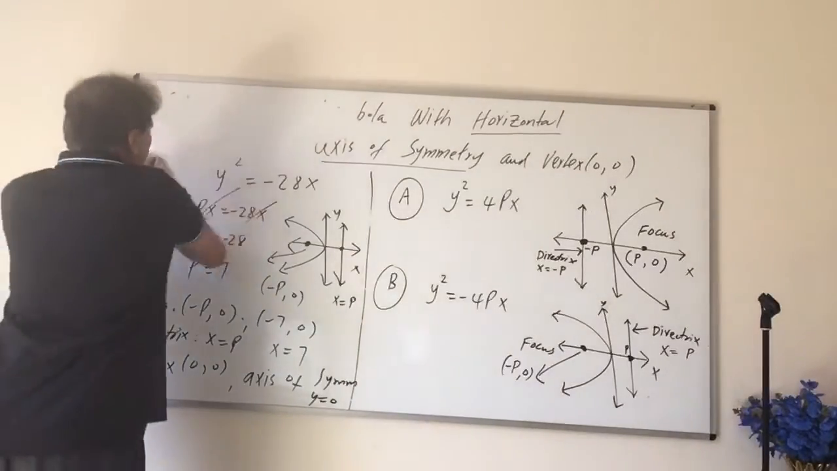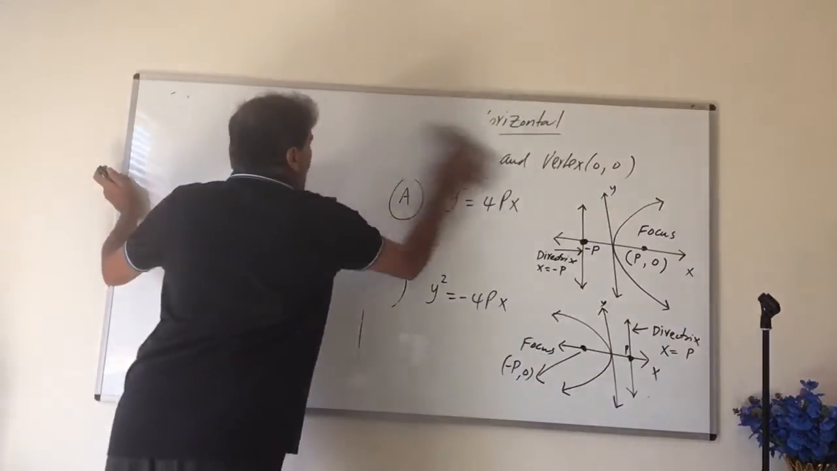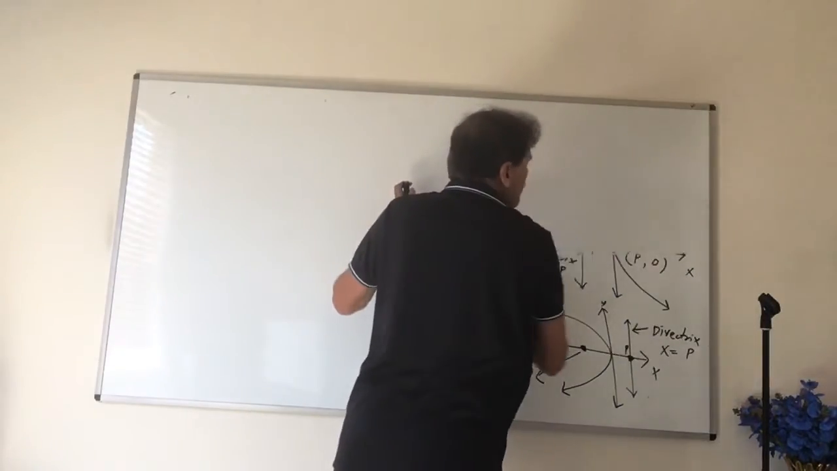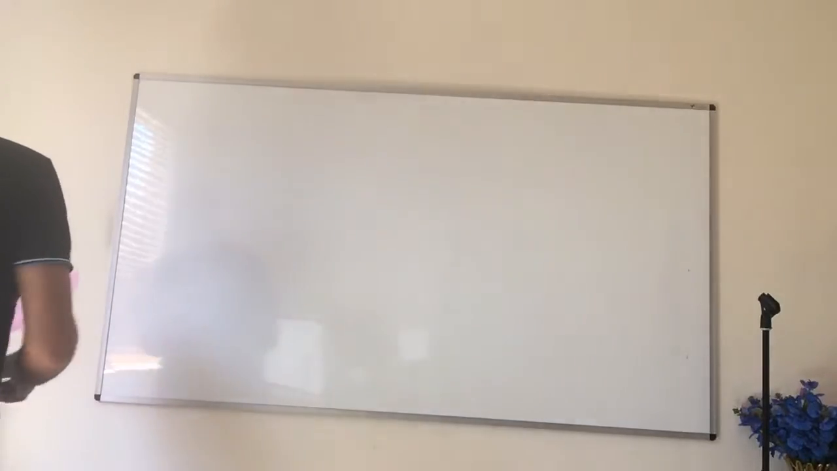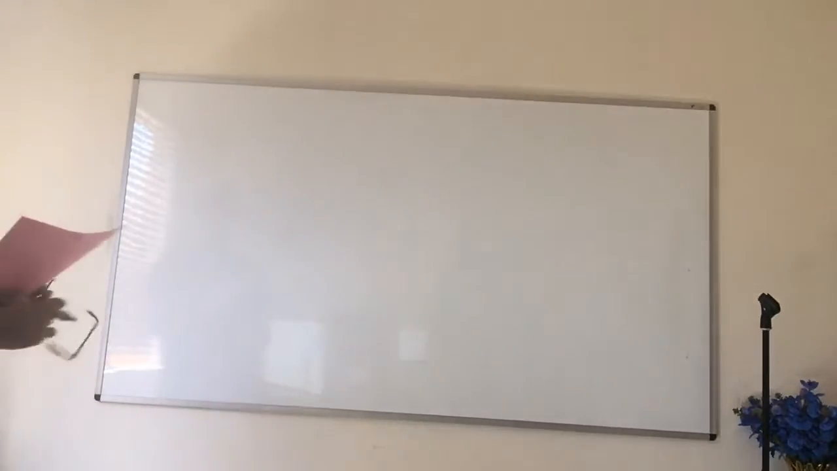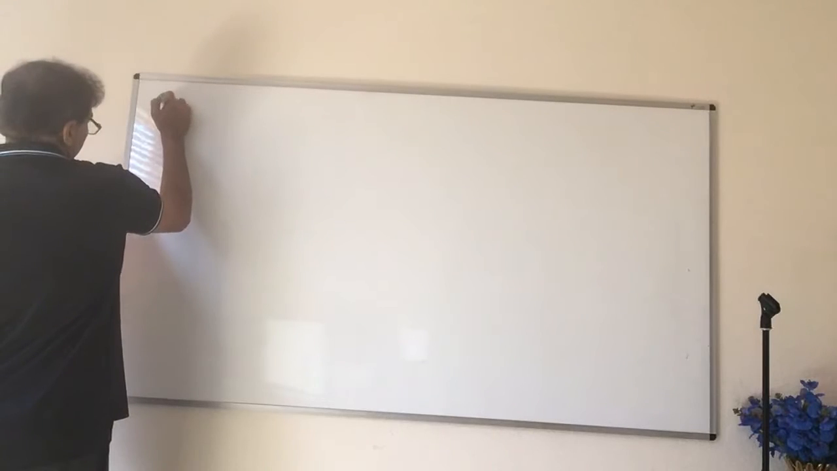Okay, so here is some more problems. When focus is given, we need to write the equation. And sometimes they give you the vertex, we have to write the equation. But we're still gonna visualize the graph. So here is another objective, objective 2, I think.